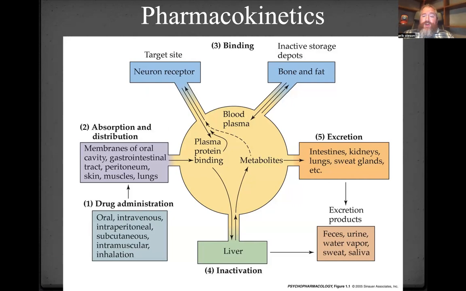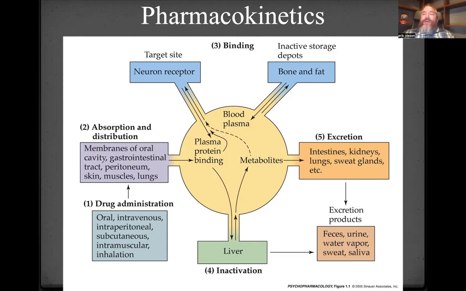Here is a picture from my Drugs, Brain, and Behavior textbook of all the steps of pharmacokinetics. This is from a more advanced class, and I'm certainly not going to ask you to draw this by any stretch of the imagination, but I think it helps walk through the process. You take in the drug, and how you take it, whether it's orally or IV, is going to make a huge difference. And then it's going to be absorbed and moved around the body.